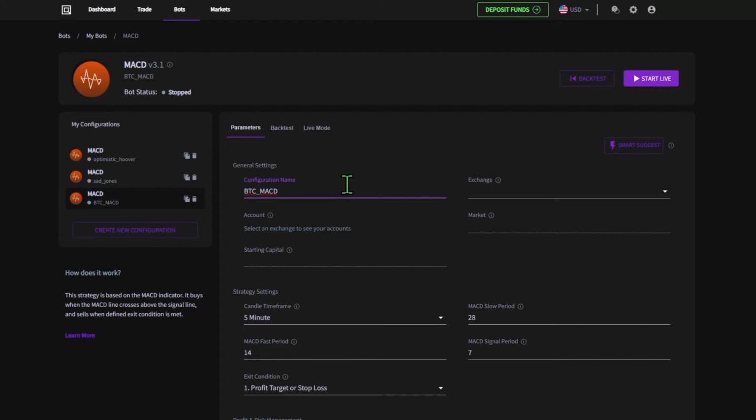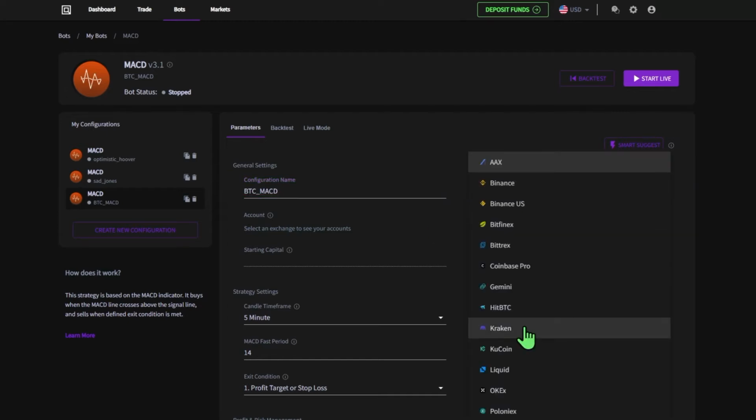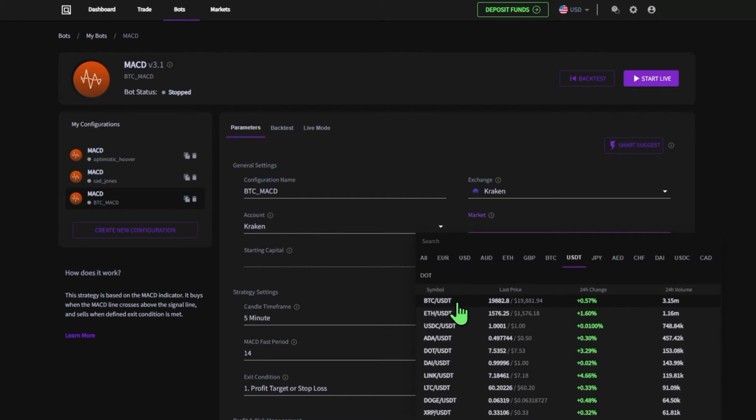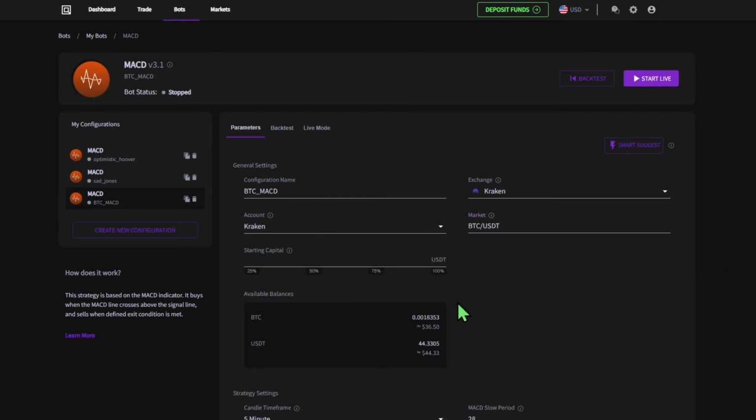Now, what you're going to do is you're going to select your exchange that you will be using. In this case, I'll be using Kraken, and then you're going to select the account for it, and then you're going to select the market. We're going to go to the BTC USDT, and then we're going to select the amount of starting capital that we wish to use for this bot. For this bot, we're going to keep it simple, and we're going to do 40 USDT.